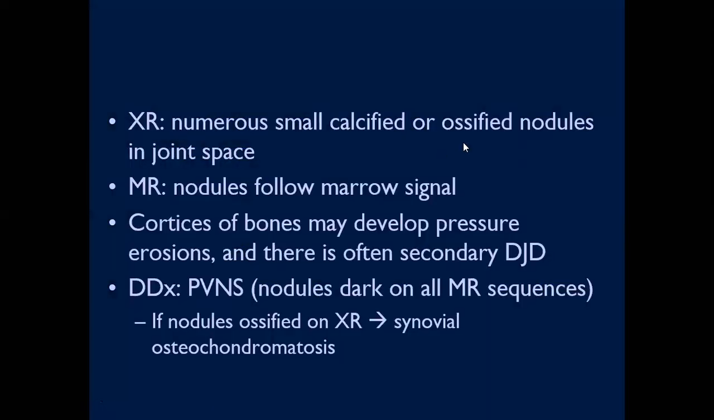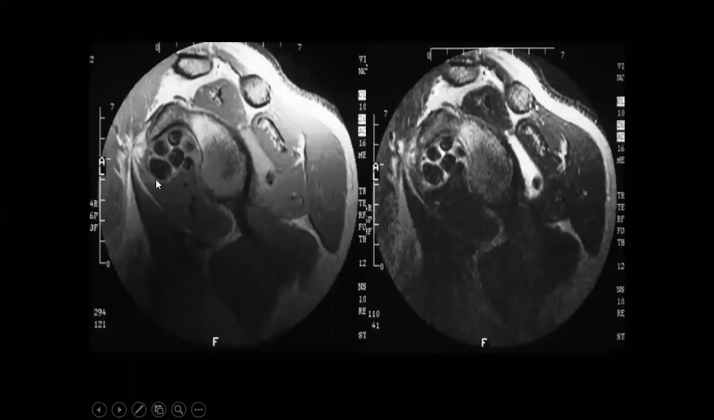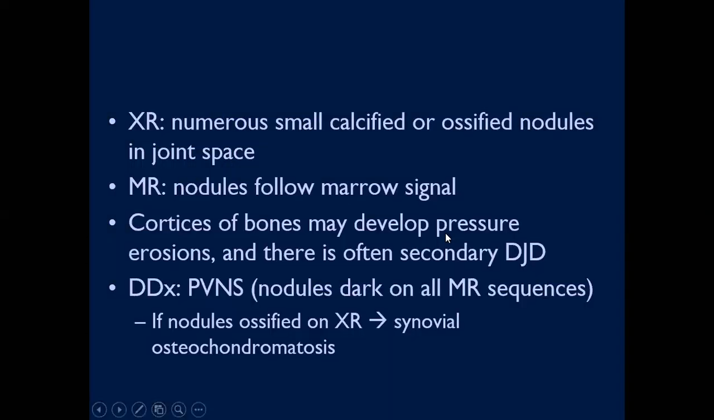As we mentioned, in the MRI description, it has a signal similar to marrow. The differential, which someone mentioned perfectly, is pigmented villonodular synovitis, which will be dark in all MRI sequences because of the hemosiderin, right? We mentioned it before. If it is ossified on the X-ray like this one, then you can say synovial osteochondromatosis. Okay? Nice. Do you like it in the exam much?